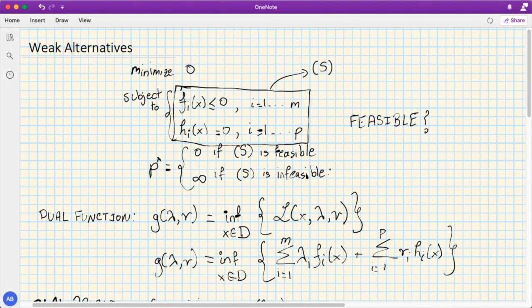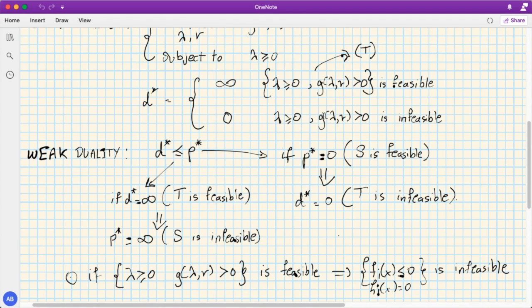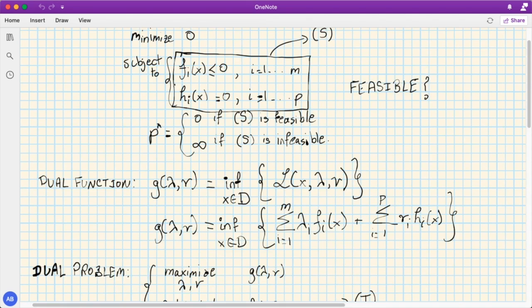So that's it for this lecture. I hope you found it beneficial. We talked about weak alternatives. That is, our main interest is to find if set S is feasible. Sometimes it turns out to be hard to compute this numerically, and you'd want to reformulate your S set to another set that might turn out to be easier. That is, in our case, set T, which is this set over here, lambda positive and G of lambda, nu positive as well.